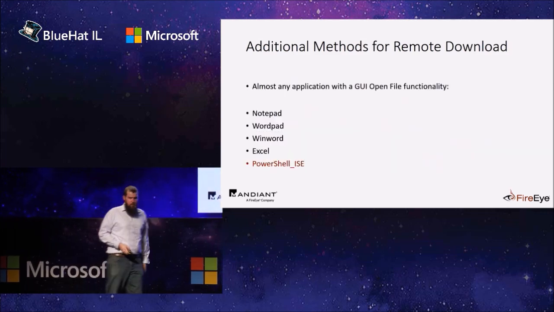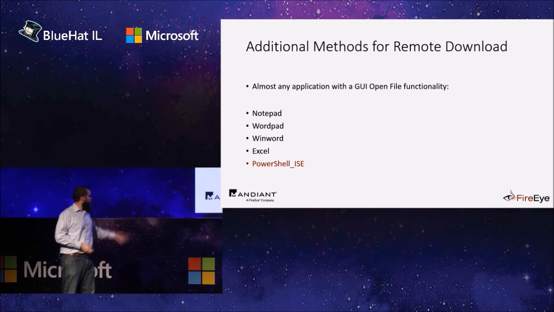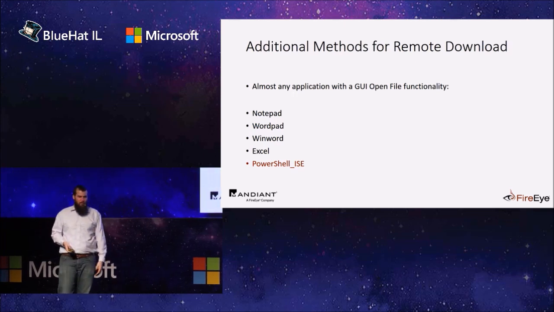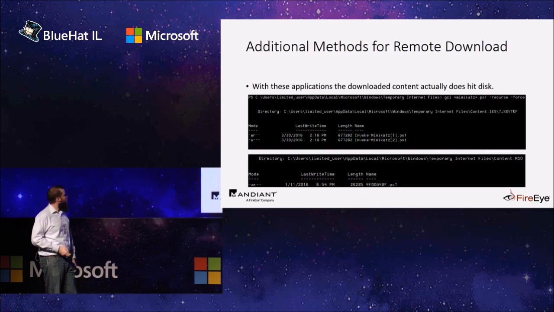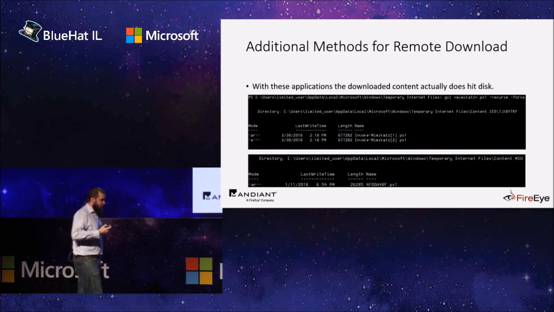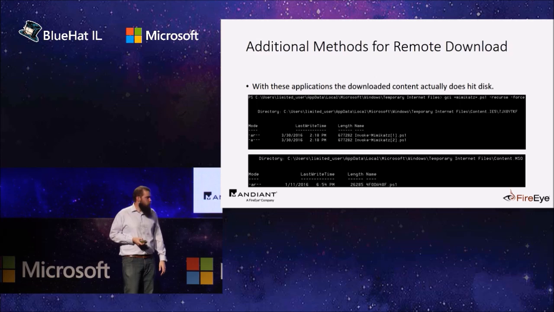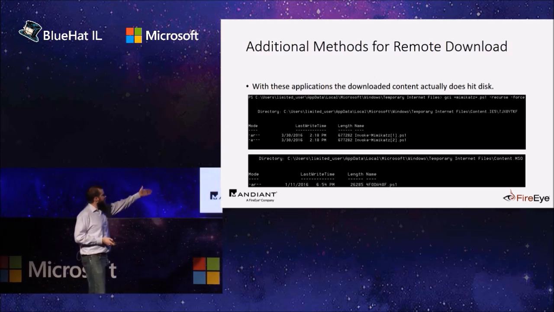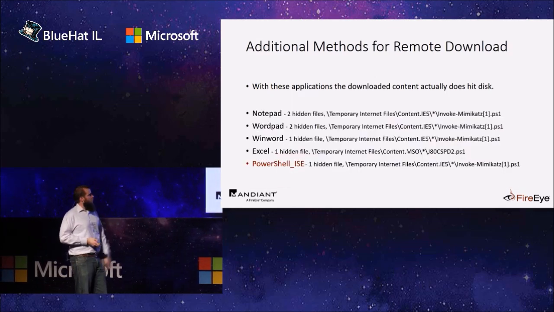Basically, any GUI application with open file functionality can do this. PowerShell ISE is fun because after you get the code, you can just send an F5 key and it automatically runs it for you. You don't have to do a clipboard or anything like that. This actually does hit temporary internet files when you do this. Sometimes it maintains the name, sometimes it doesn't. Here's just a quick little blurb on that.